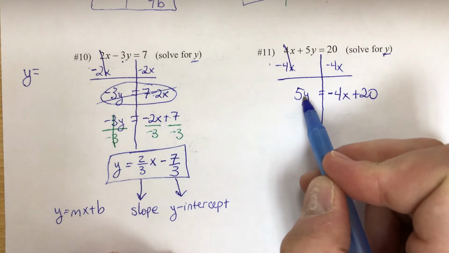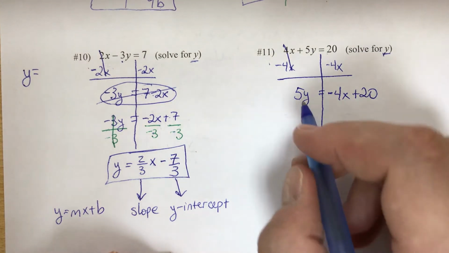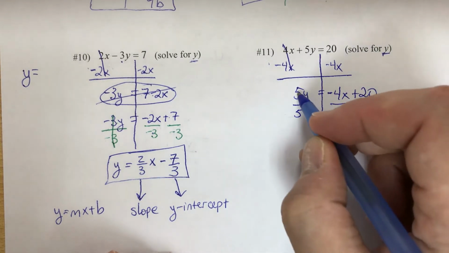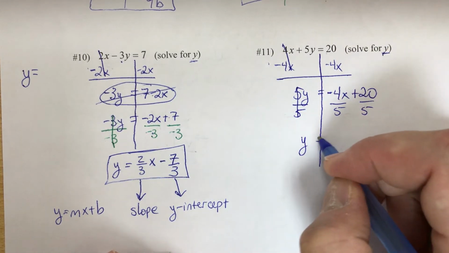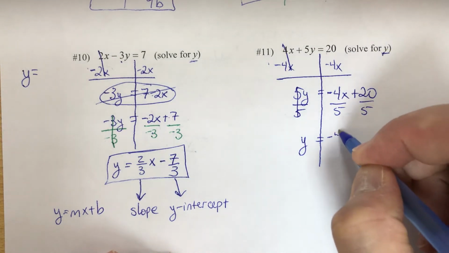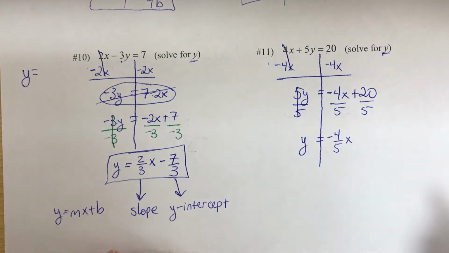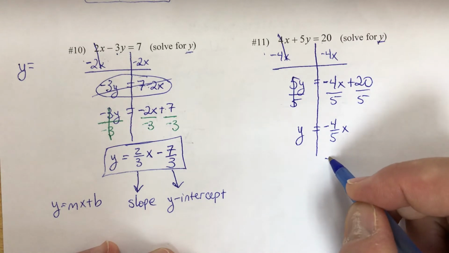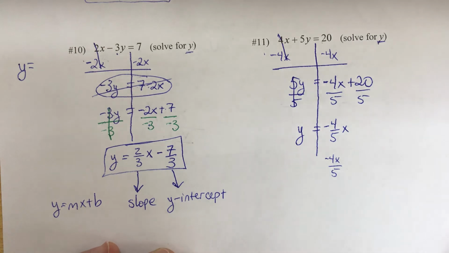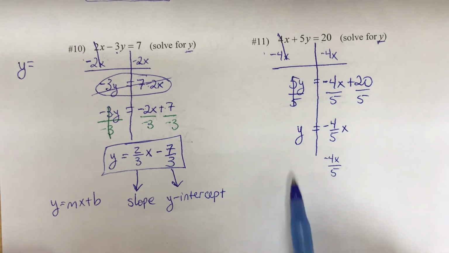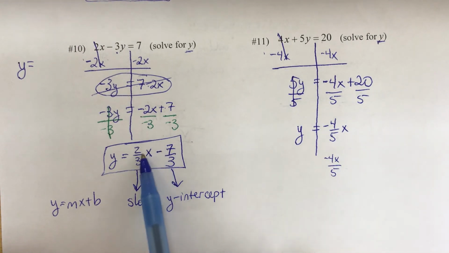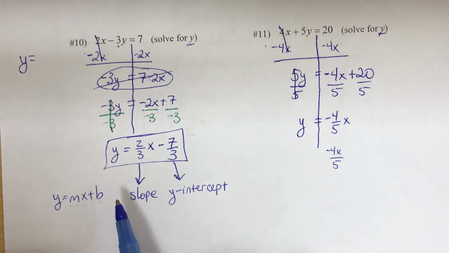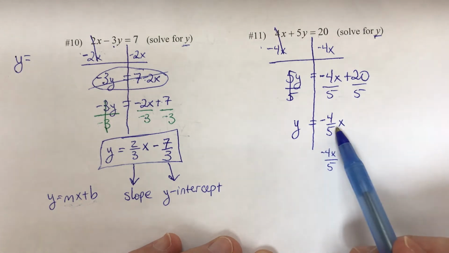Now the last move is to undo the multiplication, the coefficient. So I'm going to divide each piece by 5. And what we get is 1y equals, the fraction is negative 4/5. So I can put the x after the fraction, that's negative 4/5 x. It's not wrong if you say negative 4x over 5. But again, we're going to try to put this in this kind of format, y equals mx plus b, so that we can determine slope and y-intercept. So that's why I like this.